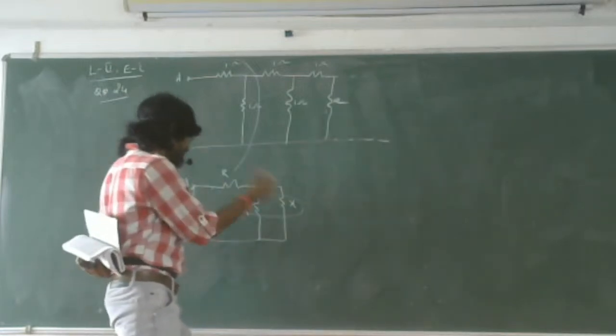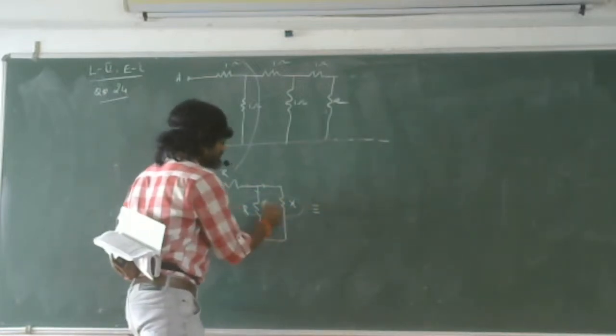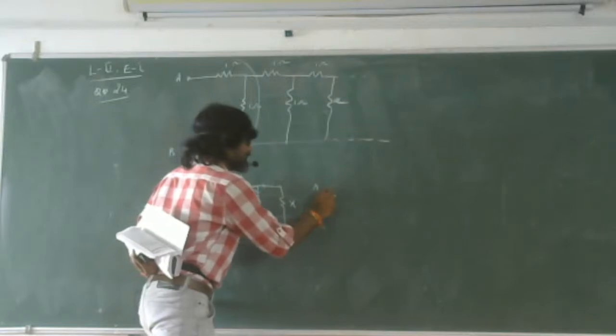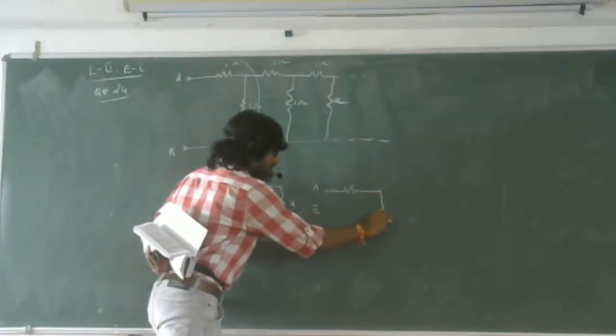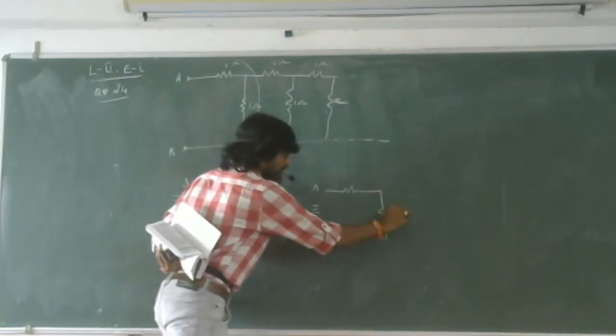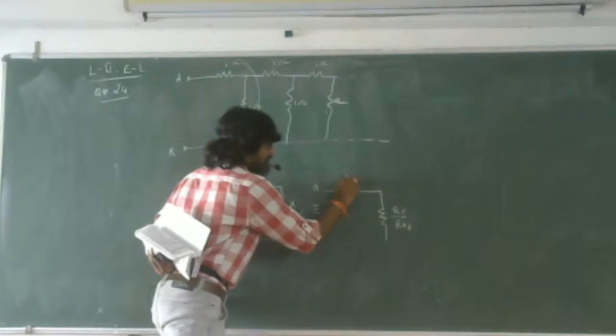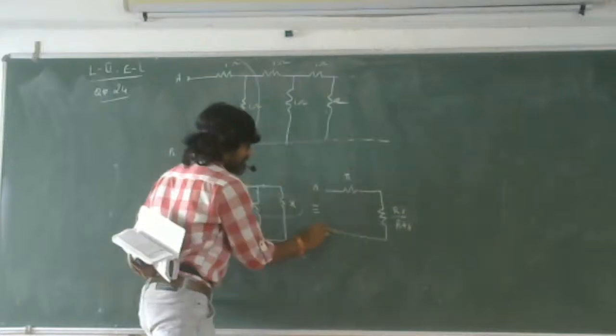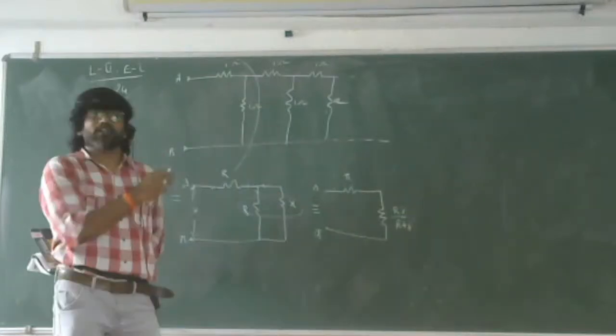So then again redraw this. This is A, this is R, and these two resistors we can replace with one single resistor, that is nothing but Rx by R plus X. This is also R and this is B. We are not taking the numerical values. At the end we will substitute the numerical value.